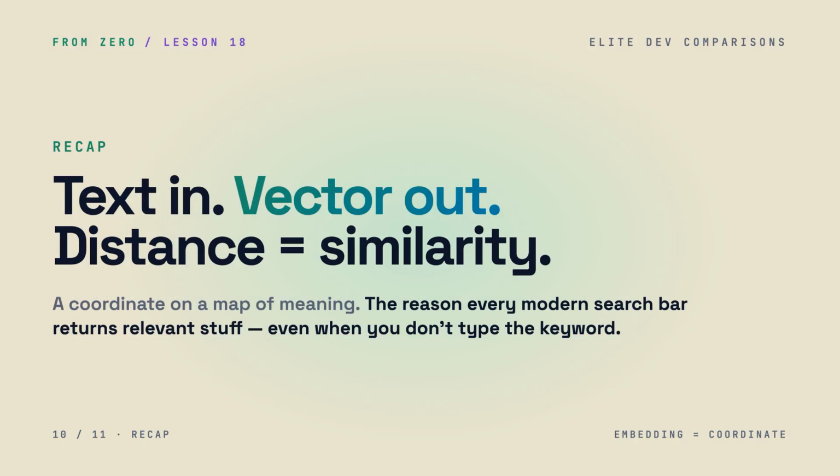So that is an embedding, a coordinate on a map of meaning. Text in, vector out, distance equals similarity. The reason every modern search bar returns relevant stuff, even when you do not type the keyword.